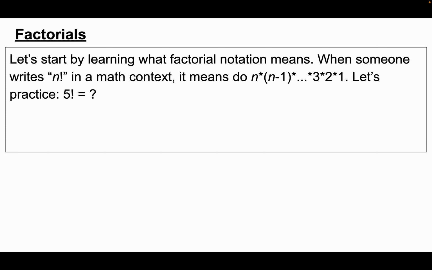We're going to start really simply. We want to learn what factorial notation means. So when someone writes n factorial, that's what this is here, by the way, this exclamation mark, it means do the following: n times n minus 1 down to 3, 2, and 1. So let's practice. Try to do 5 factorial.